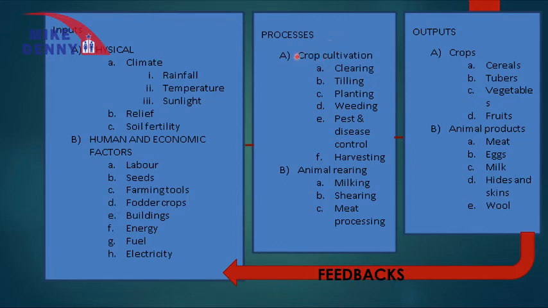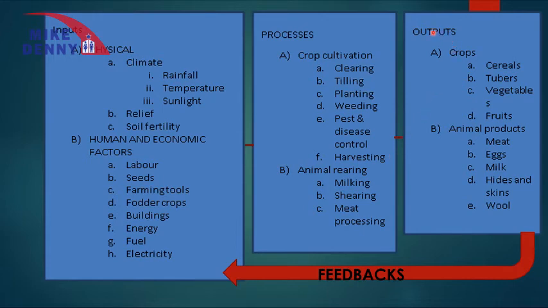There will be processes here, and the processes involved are divided into two. We have processes under crop cultivation, and we have processes under animal rearing. Let's look at the processes under crop cultivation. What is done in the farm? That is, processes are what take place in the farm. You must clear the farm. There is tilling of the farm. There is planting. There is weeding. There is pest and disease control, and there is harvesting. And for the animals, we have milking, we have shearing, we have meat processing. All of these are the processes involved in the farm.